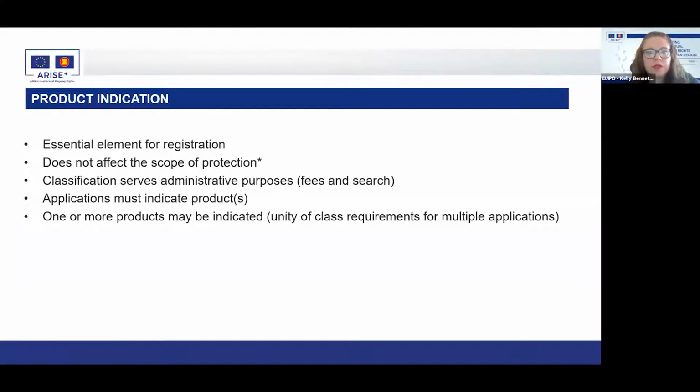So I was saying that more than one product can be indicated in the application. When more than one product is indicated in the application, the products do not have to belong to the same class of the Locarno Classification unless several designs are combined in a multiple application, and we will look at this in depth a little later on.